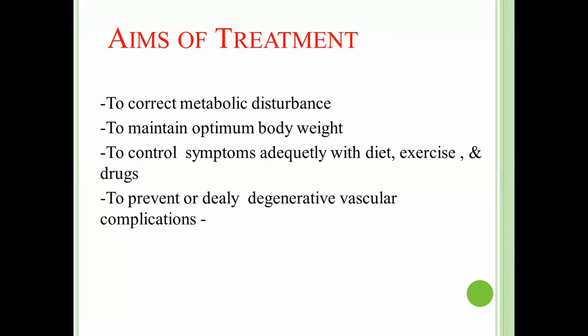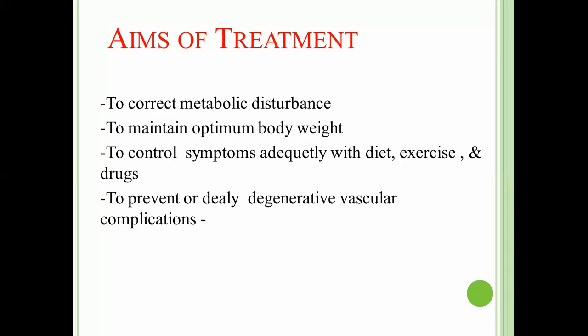Okay. The next point, aims of treatment. When treatment is given to a diabetic patient, what are its objectives? So, to correct the metabolic disturbances, meaning the metabolism process that is not happening properly, that is to be corrected firstly. Then second, to maintain optimum body weight. If the person is obese or overweight, then it is difficult to control the diabetes disorder. So that's why the aim of this treatment is to maintain optimum body weight, and to control the symptoms adequately with diet, exercise, and drugs.